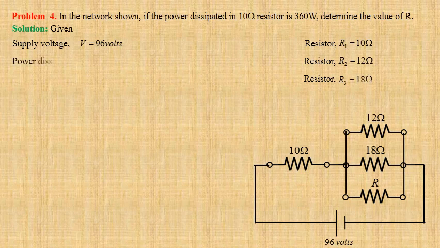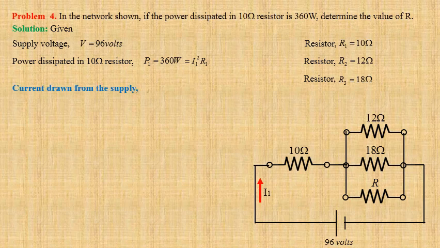Given power dissipated in 10 ohm resistor P1 equals 360 watts, that is equal to I1 square into R1. Therefore, current drawn from the supply I1 equals root over P1 divided by R1.